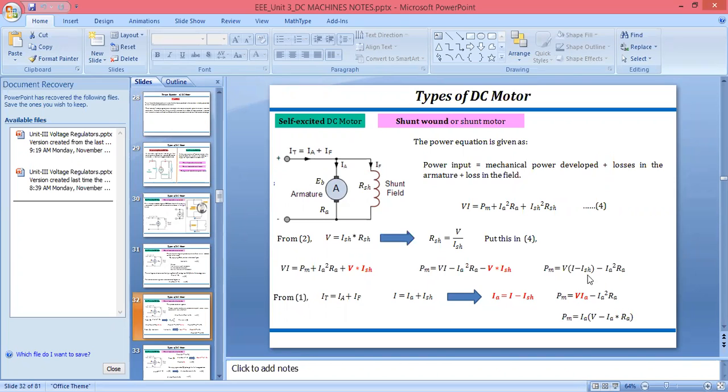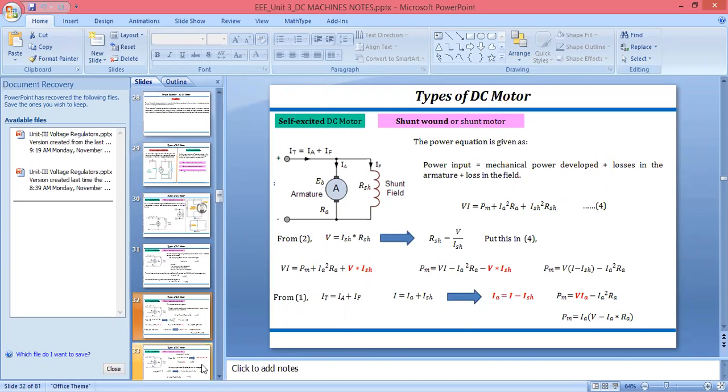So again, what we can do here, I can write the value for the IA. IA जो है यहाँ पे मैं वैल्यू लिख सकती हूँ. So again, you can write here I minus ISH, को मैंने क्या लिख दिया, IA. So your equation will become PM equals V into IA minus IA square RA. If you see, IA is common, again I can write here IA common in bracket V minus IA RA.